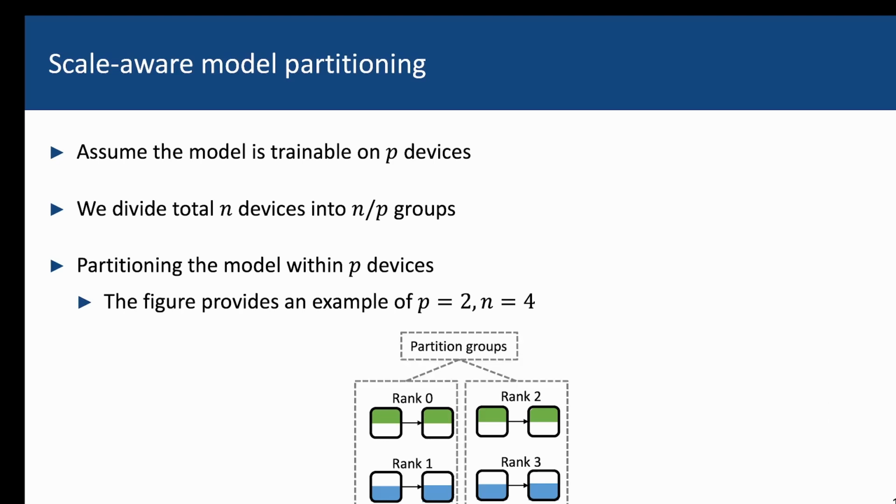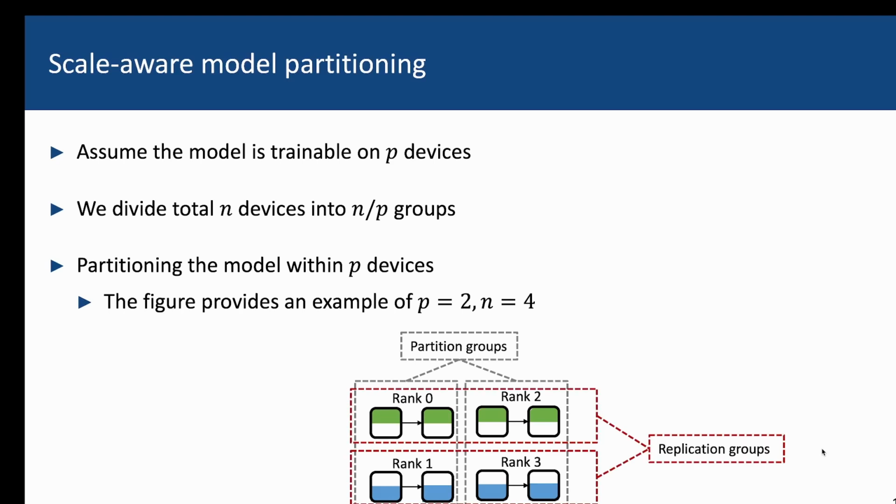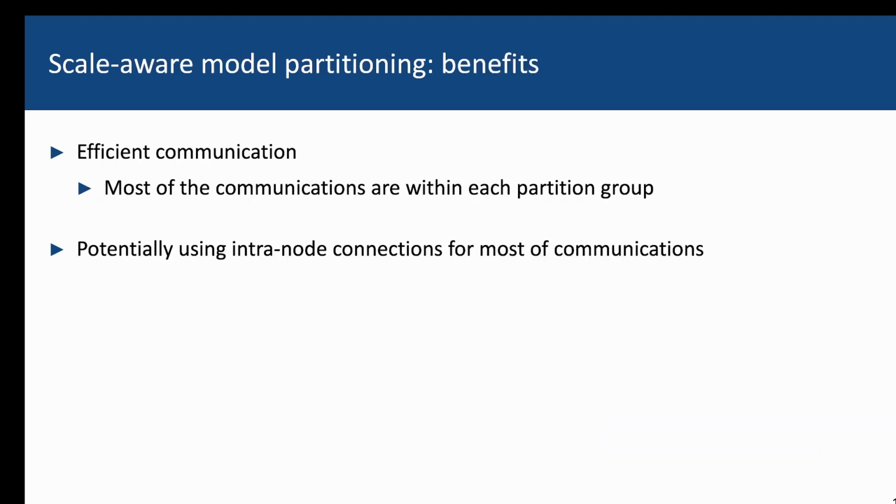We define the ranks holding the complete replica as the partition group, and the ranks holding the same part of the model are considered as the replication group. The scale-aware model partitioning brings two noticeable benefits. The communication efficiency is guaranteed because when we increase the size of the cluster, the size of the partition group is fixed. If the partition group size is small enough, say within a computing node, then we can leverage PCIe or NVLink for communication within each partition group.